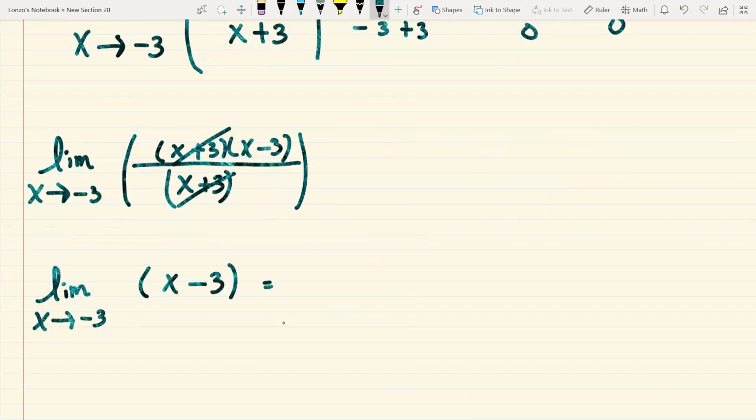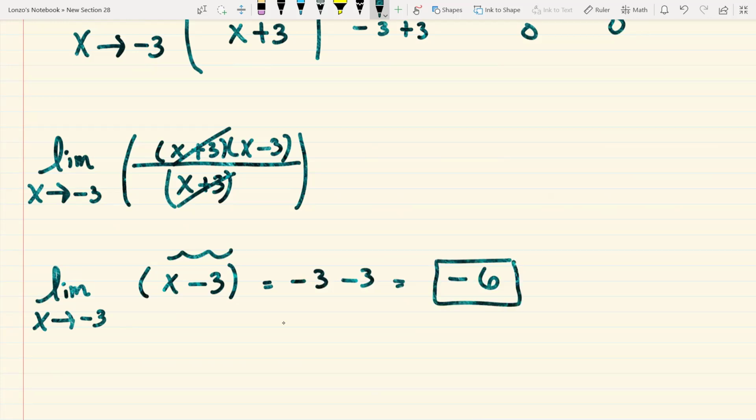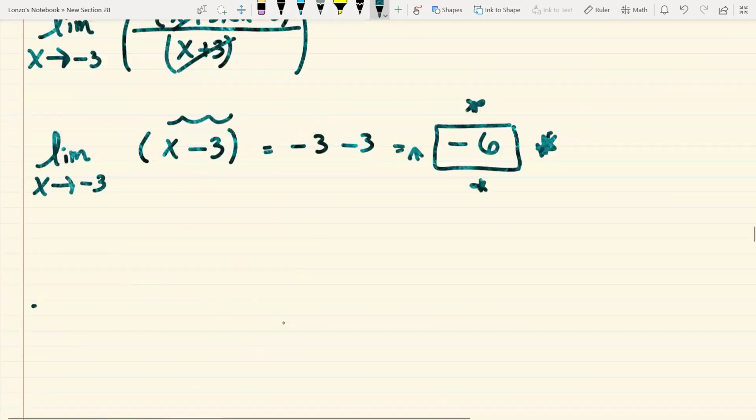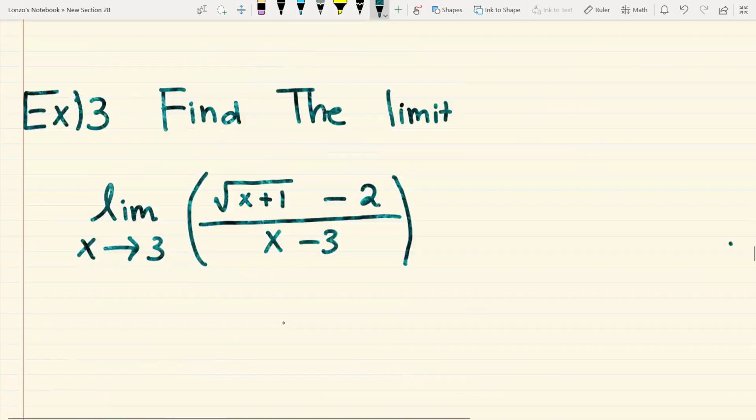Now let's see if it works. Let's plug our x value into the newer one. So it would be negative 3 minus 3, which is negative 6. Look, negative 6 is a real number, so it works. So this is our final answer, negative 6. Okay, so this one I had to just factor and cancel, and then plug in the x value. Okay, let's move on to example 3.